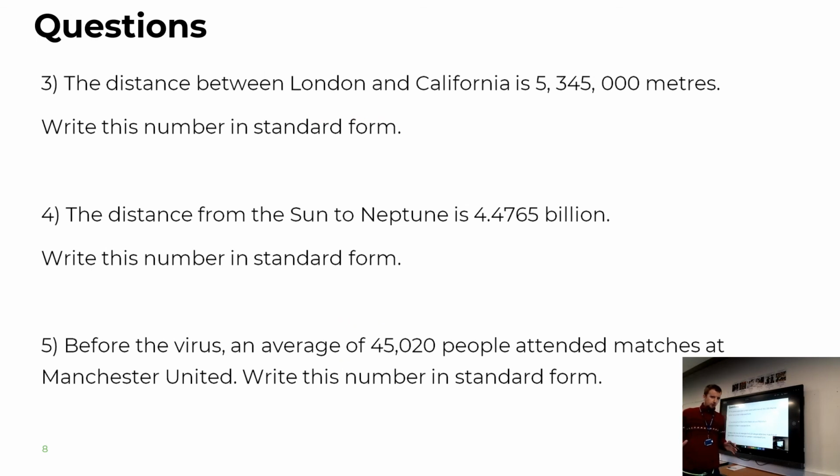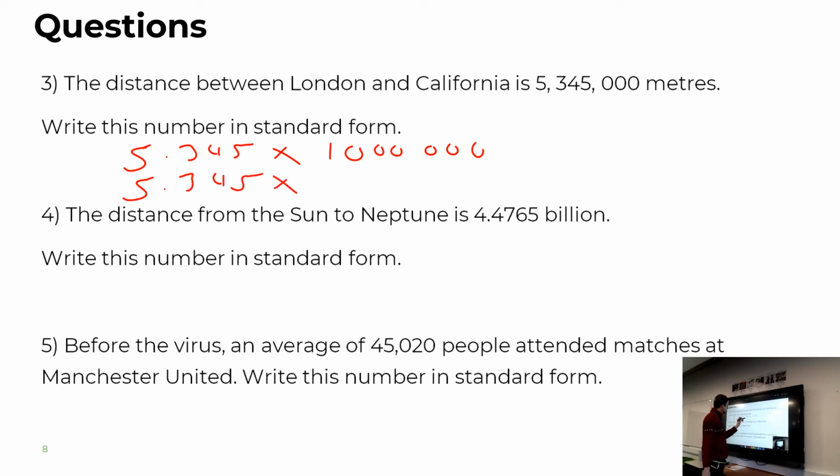Okay, so pause the video and have a go at these questions. Okay, so we've got approximately 5 million meters. Okay, so here, let's write the standard form. This is 5.345 times a million. Okay, and we've chosen 5.345 because it has to be a number between 1 and 10. And the million in base 10, so in index form, here we have 6 zeros, so 10 raised to 6.